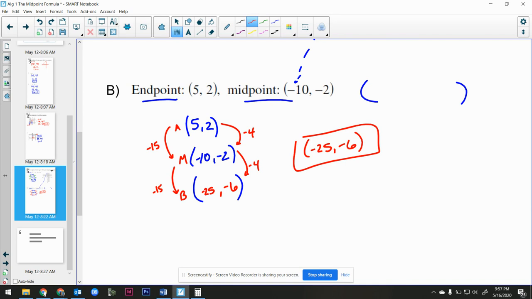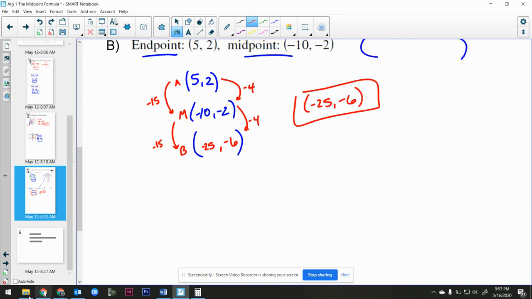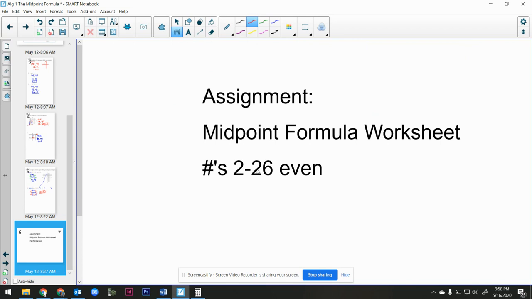All right. For the homework, click on that midpoint formula worksheet and then do 2 to 26 even.